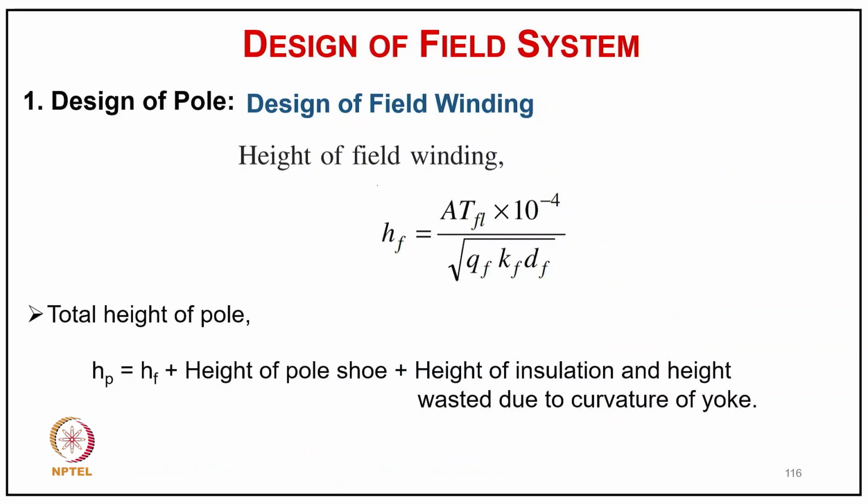So height of the field winding will be HF equal to 80 into 10 minus 4 under root QF KF DF, and total height of the pole HP will be equal to HF plus height of the pole shoe plus height of the insulation and height of the wastage due to the curvature of the yoke.